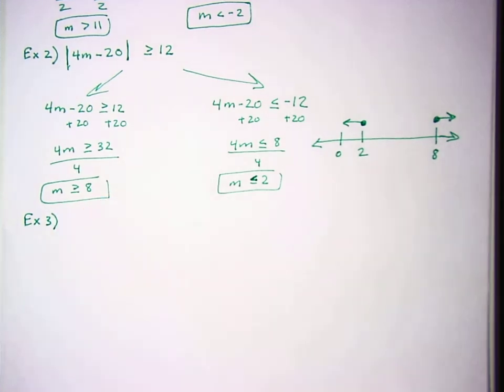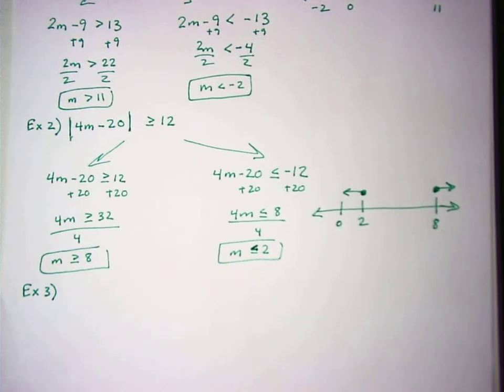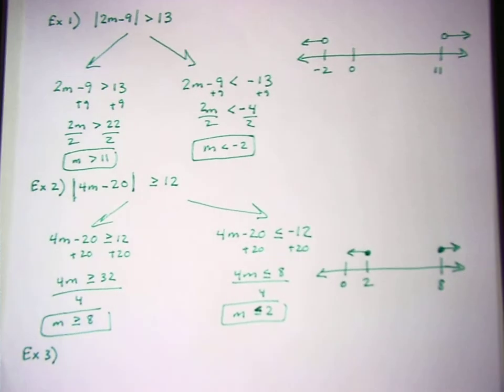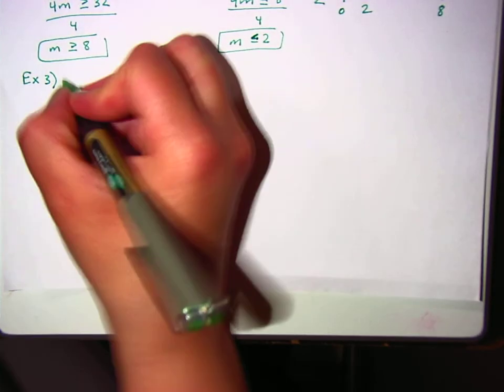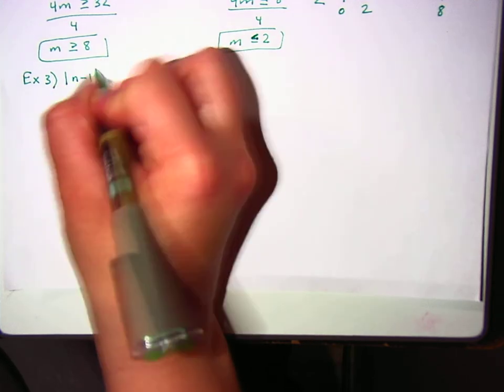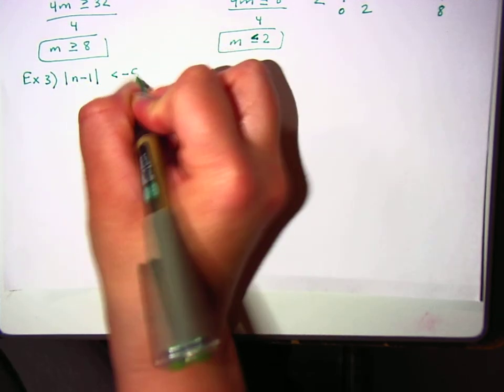All right, two more examples. 1 and 2 is kind of what you'll normally see. And then we got a couple tricky examples down here. All right, so the absolute value of n minus 1 is less than negative 5.